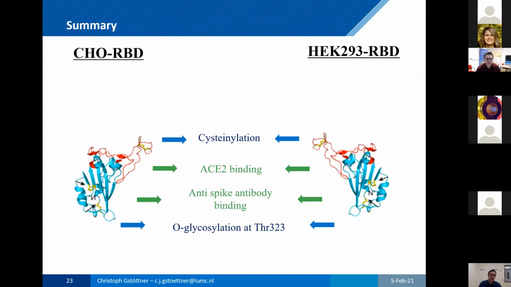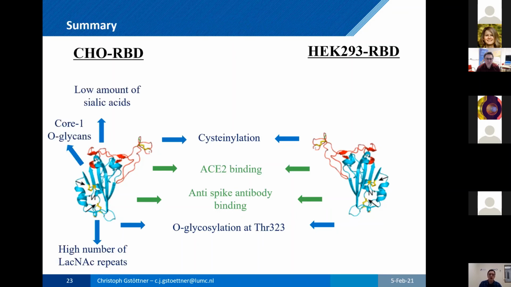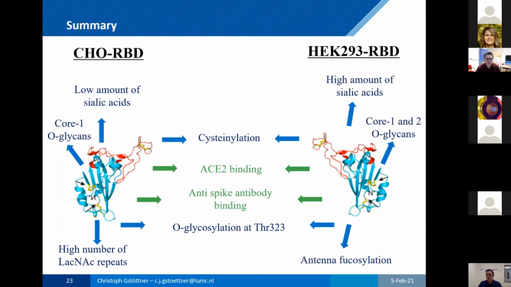And if we look now specifically at the CHO cell produced material, you can see that we have a low amount of sialic acids, nearly exclusively core 1 type O-glycans, and a high number of antennary and LacNAc repeats. Whereas in the HEK cell produced material, we have a high amount of sialic acids. We had a mixture between core 1 and core 2 type O-glycans. And we could observe antenna fucosylation, which we could not observe in the CHO cell produced material. Next to this, we could observe on the protein backbone also some acetylation and also some pyroglutamate at the N-terminus.